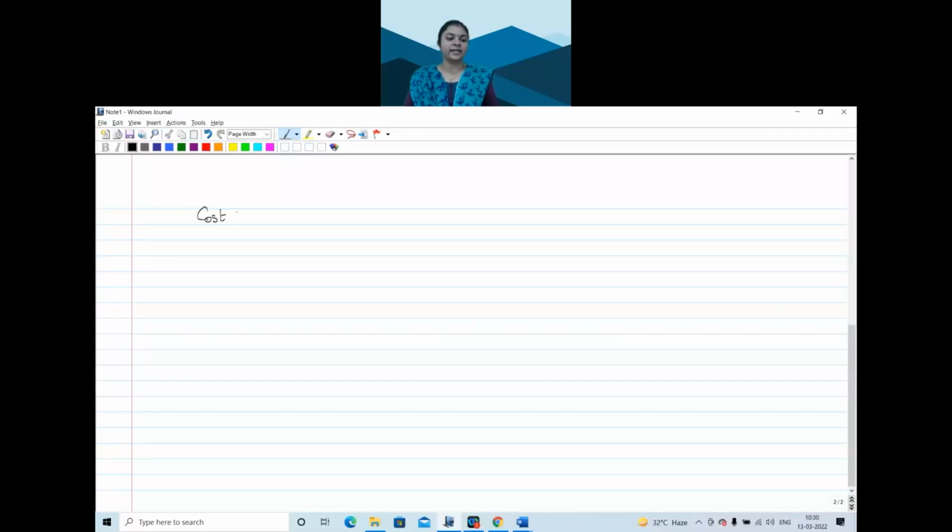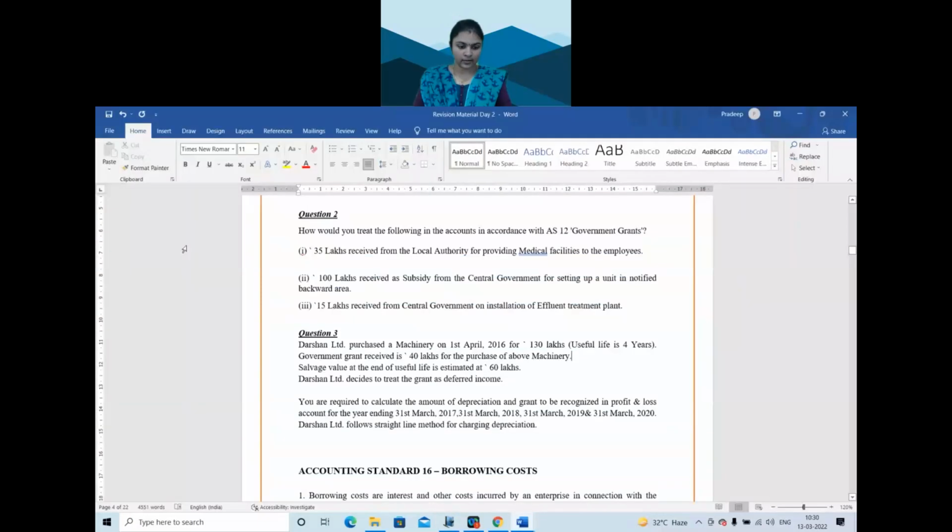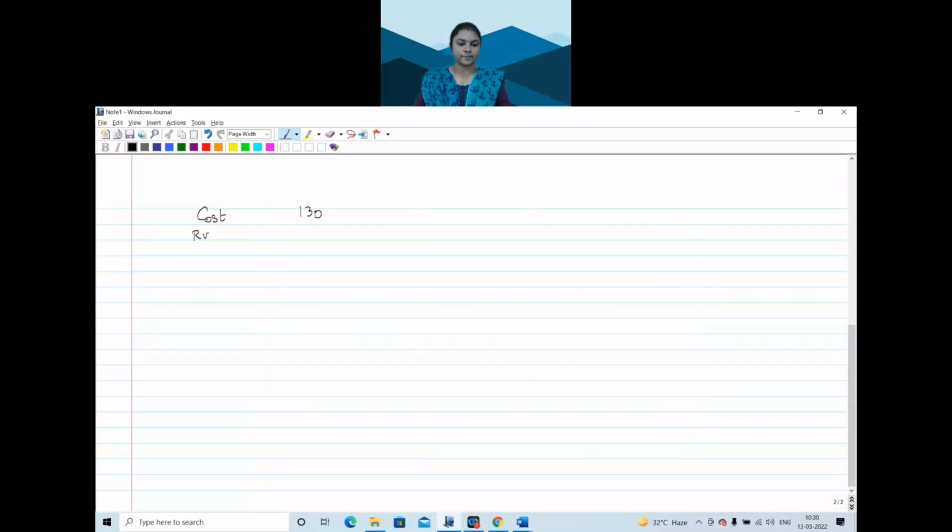Cost of the asset, 130 lakhs. Residual value, 60 lakhs. So which gives us the remaining balance as 70 lakhs, which has to be depreciated for 4 years. So depreciation is equal to 70 by 4, which is 17.5 lakhs per year.